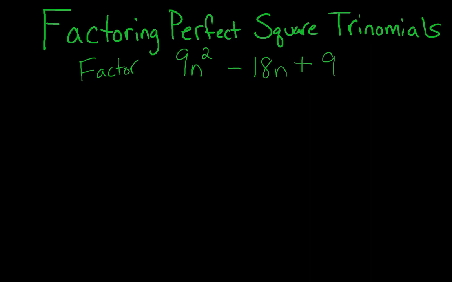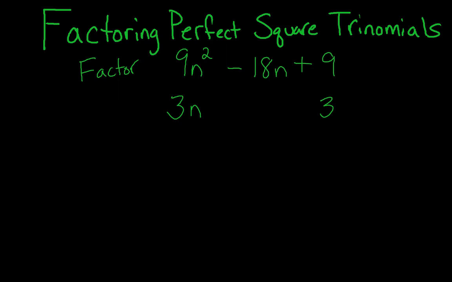First thing you want to see is if the first and the last term are perfect squares. If we look at 9n squared, can we take the square root of it? And we can. It's 3n. How about the last term? Same thing. If we take the square root of it, indeed, it is a perfect square. It's 3. So that checks out. The first term and the last term are perfect squares.